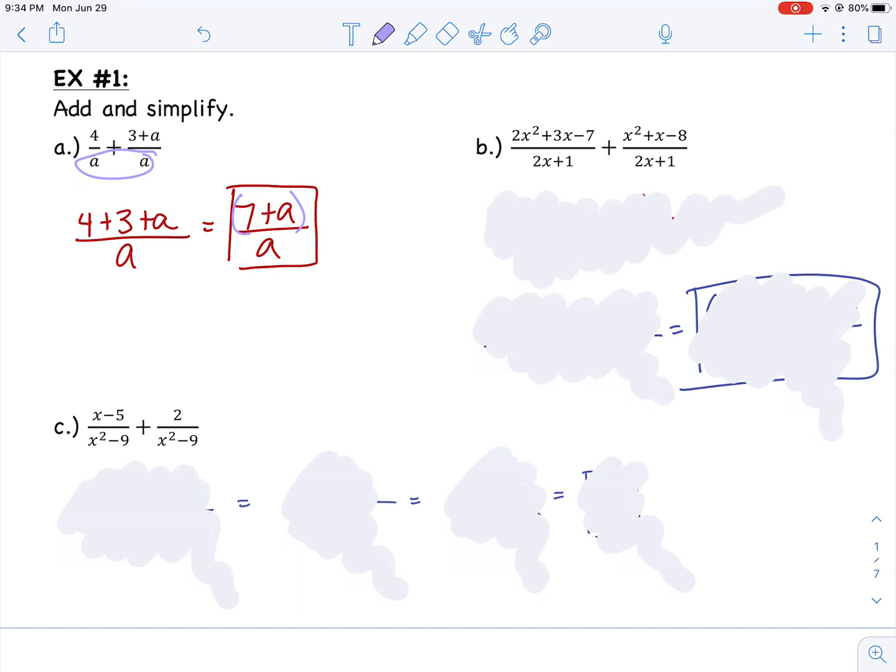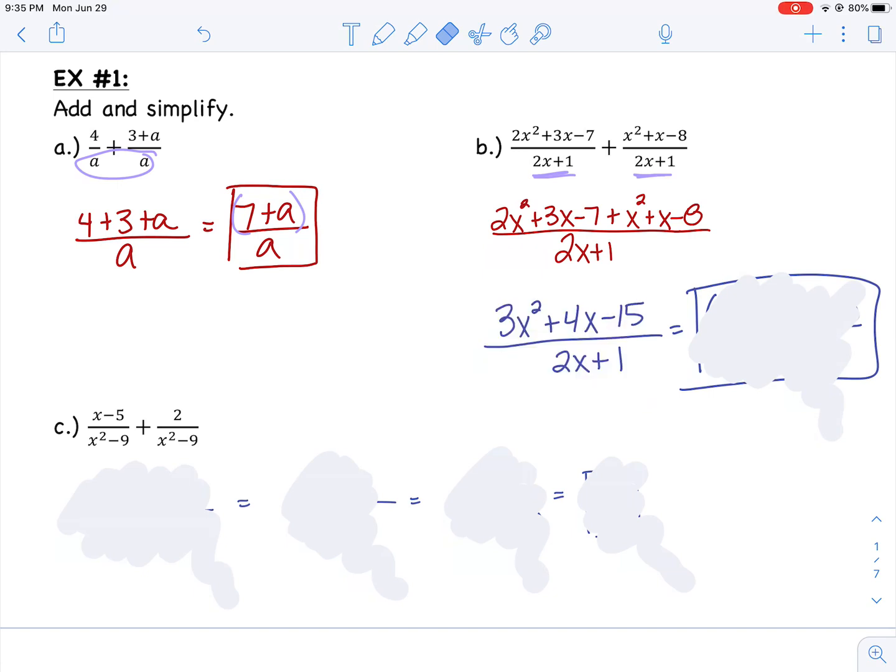Look at B. I'm adding two fractions, and it looks like they already have a common denominator. So let's keep that common denominator, and let's just add their numerators together. So my common denominator would be the 2x plus 1, and then my numerators added together would be my 2x squared plus 3x minus 7 plus x squared plus x minus 8. And now I can combine like terms. I have a 2x squared and a 1x squared, that gives me a 3x squared. I have a 3x and a 1x, that gives me a 4x. And I have a negative 7 and another negative 8, that gives me negative 15.